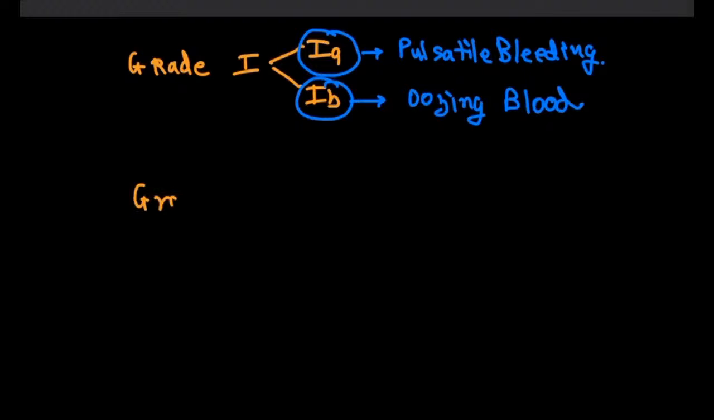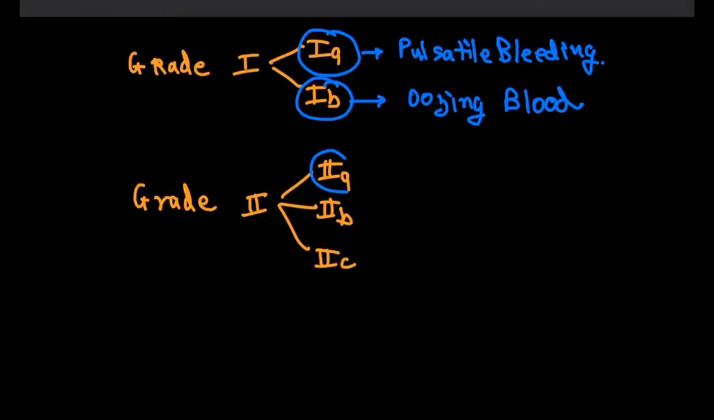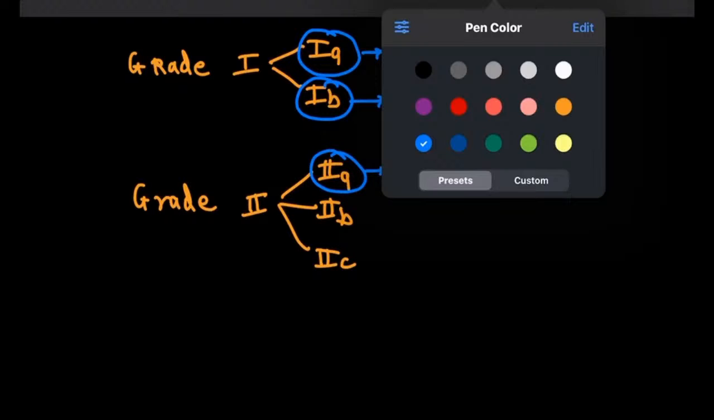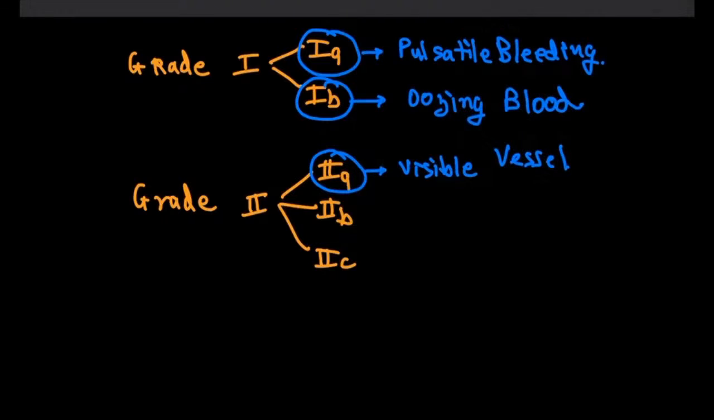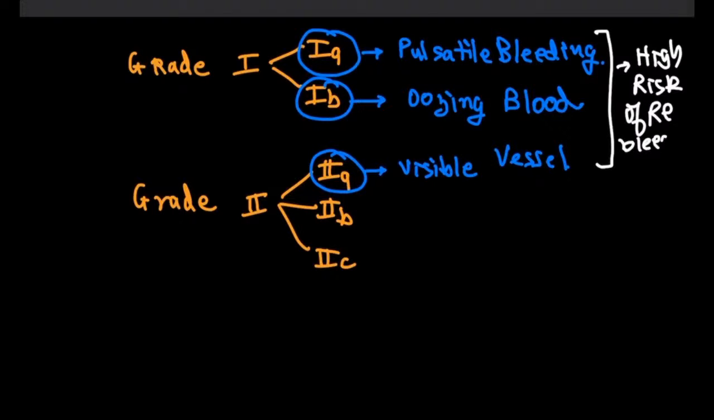Now then you have the grade 2. In the grade 2, what do you have, guys? You have grade 2A, grade 2B, and grade 2C. What is included in the grade 2A? Here you have a visible vessel. Even though the vessel is not bleeding actively, you still can see this particular vessel and it can start bleeding anytime. So that is why these three have a high risk of rebleeding. I hope you get this.